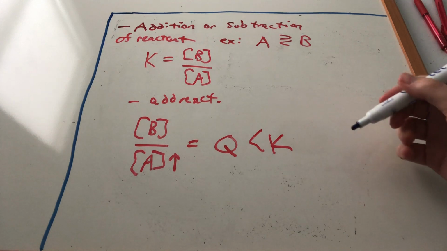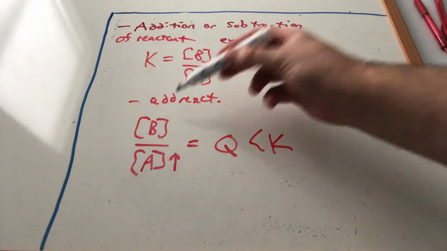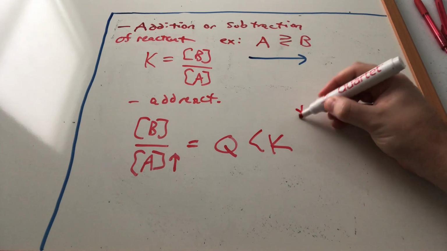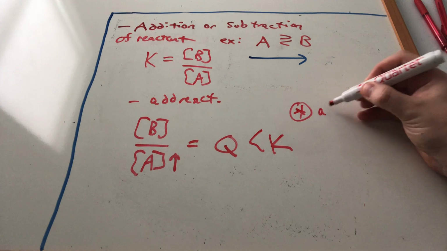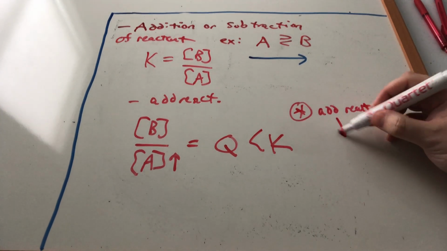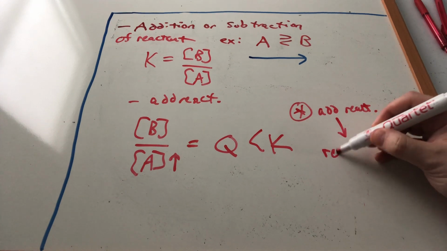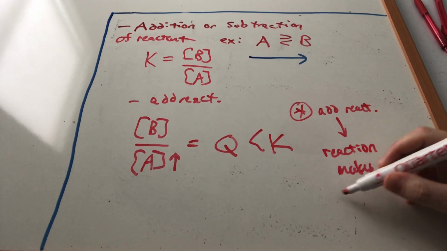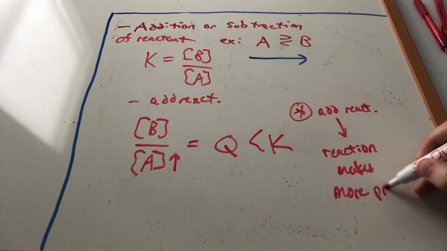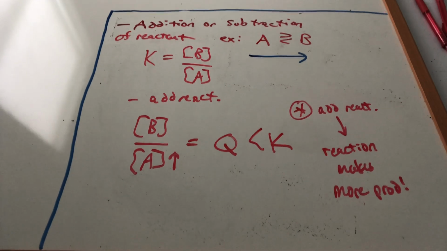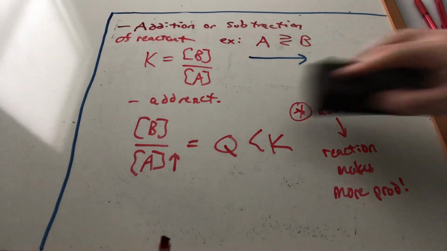Well, if Q is less than K, what's going to happen? Well, we have too much reactant, so it's going to shift to make more product. And so what Le Chatelier's principle tells us is that if you add reactant, then what happens is the equilibrium or the reaction shifts to make more product. Right, the reaction makes more product.